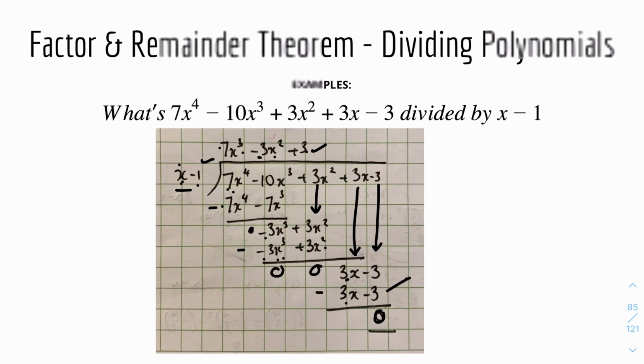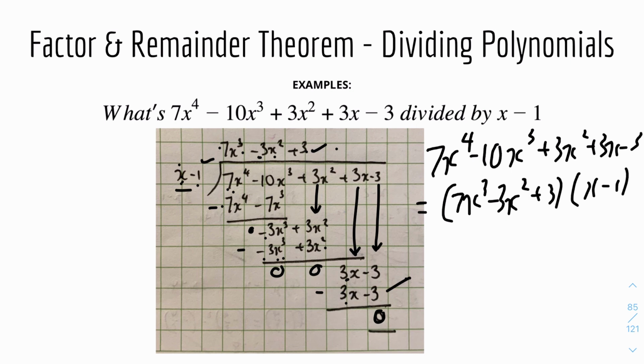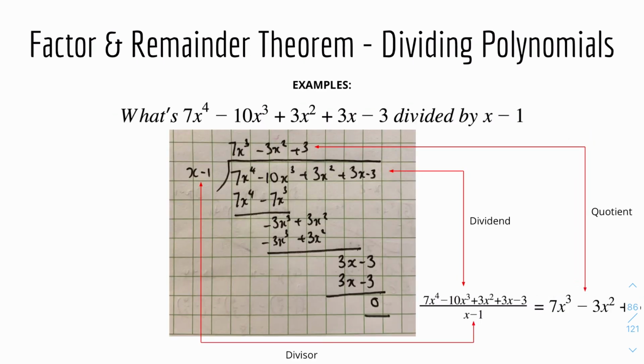That means that x minus 1 is a factor. So therefore it means that 7x to the power of 4 minus 10x cubed plus 3x squared plus 3x minus 3 equals 7x cubed minus 3x squared plus 3, times by x minus 1. And you can probably further simplify this for math. Then we have, which is basically what I said just now, the quotient, the dividend, and the divisor.